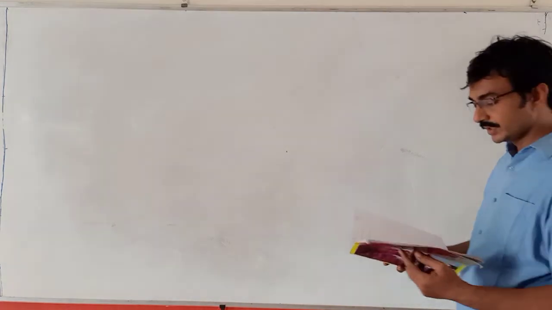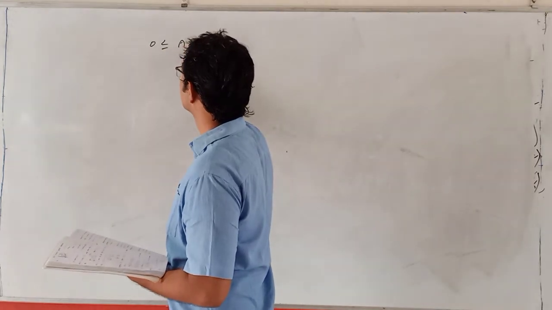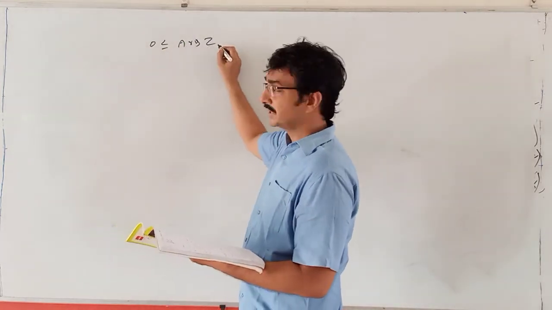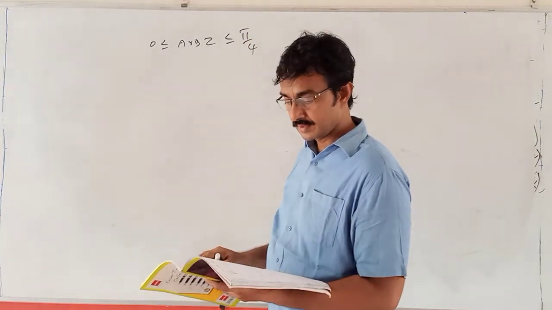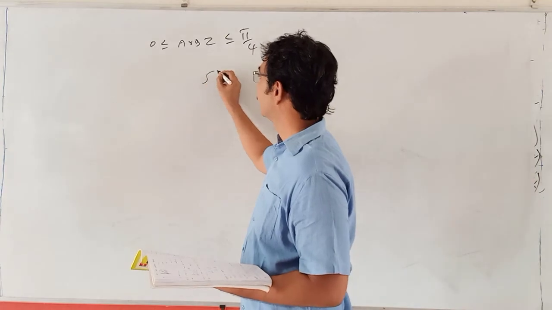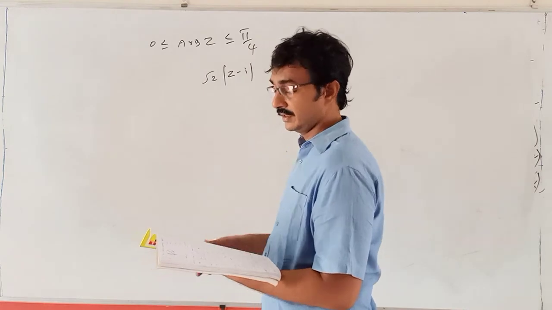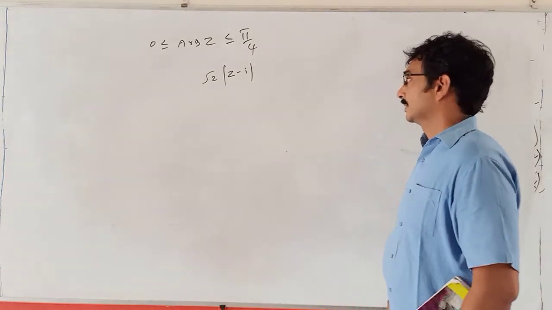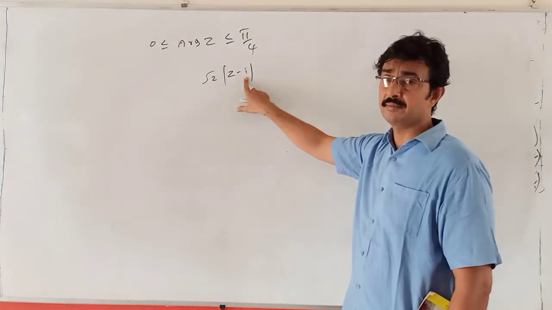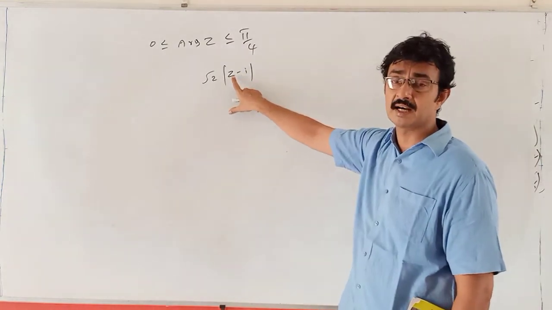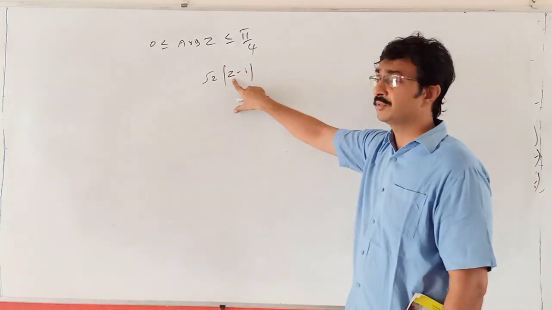See next problem 20. If 0 less than or equal to argument of z less than or equal to pi by 4, then the least value of root 2 into modulus of z minus i. Okay, root 2 is a constant. Modulus of z minus i means distance between the points z and 0, 1. 0, 1 is also a fixed point. What about z?